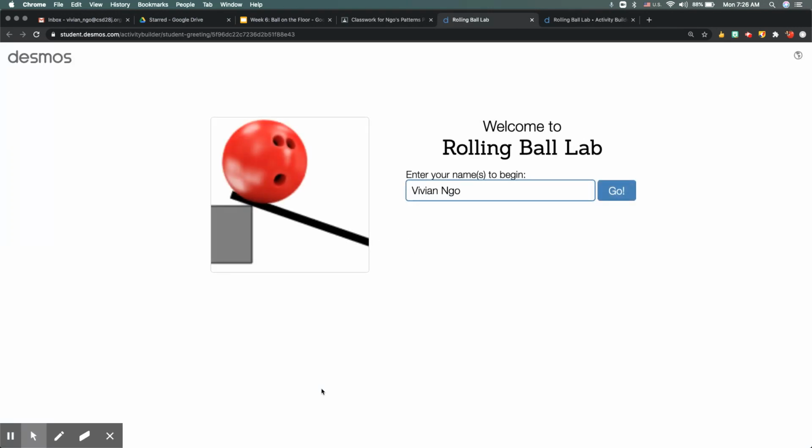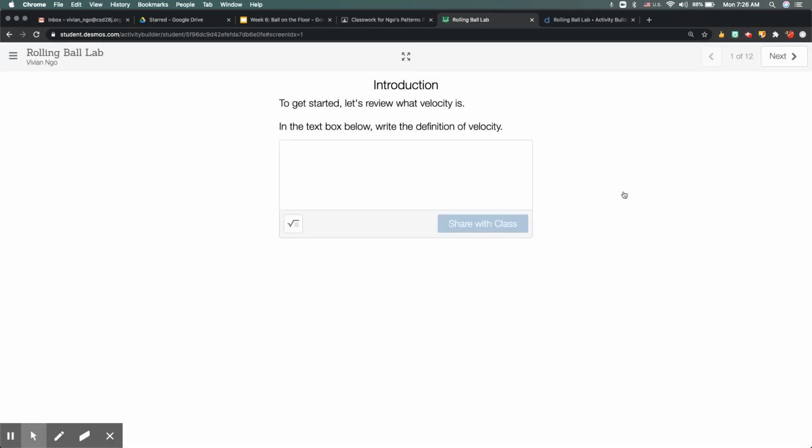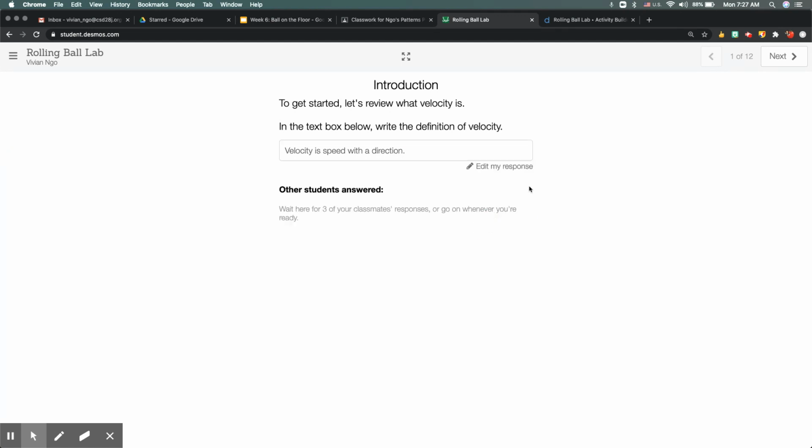Click on the Desmos. Open it up, make sure it says your name, not a different name, and that it says welcome to the rolling ball lab. Click go. Okay, to get started, let's view what velocity is. In the text box below, write the definition of velocity. So velocity is speed with a direction. Okay, once I'm done with that, I can click share with class.